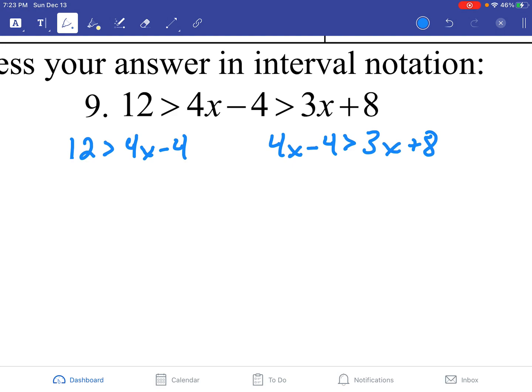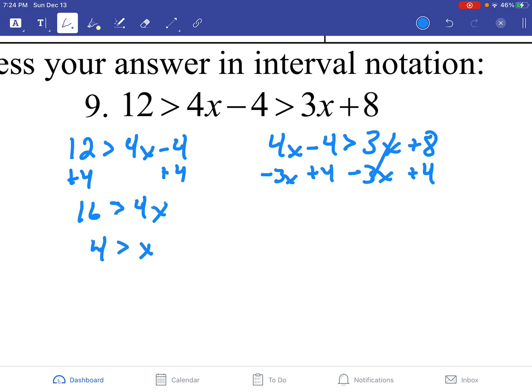All right, so we're going to solve these independently of each other and then put them back together later when we do the number line. First, we're going to add 4, gives us 16, 4x. Divide both sides by 4, and you're going to get 4 is x. There we go. Okay, on the other side, we're going to subtract 3x. We're going to add 4. Gives us x is greater than 12.